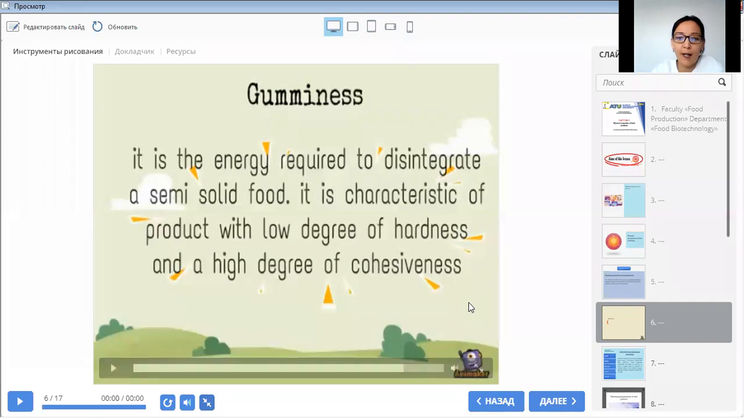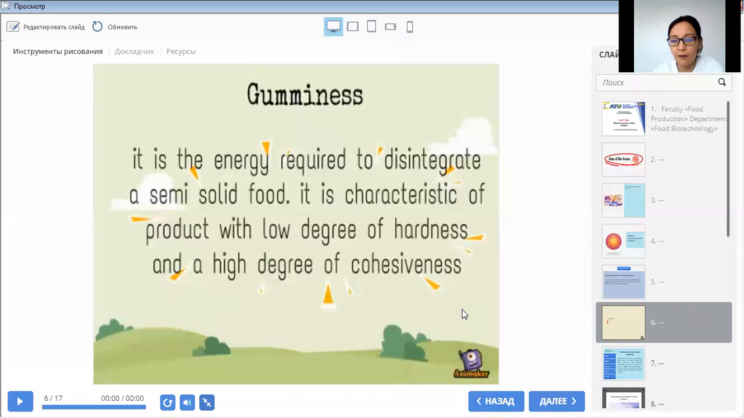And the next is gumminess. It is the energy required to disintegrate a semi-solid food, and it is a characteristic of a product with a low degree of hardness and a high degree of cohesiveness.